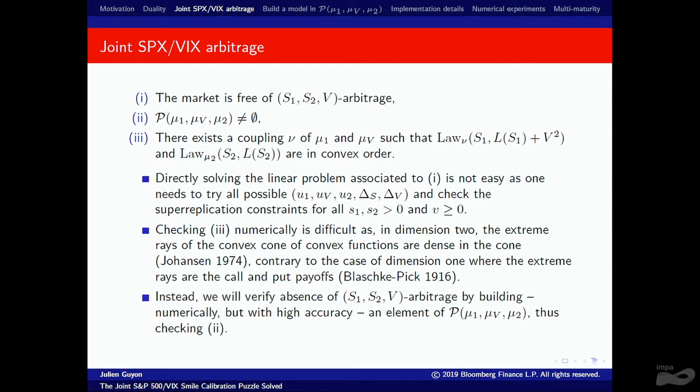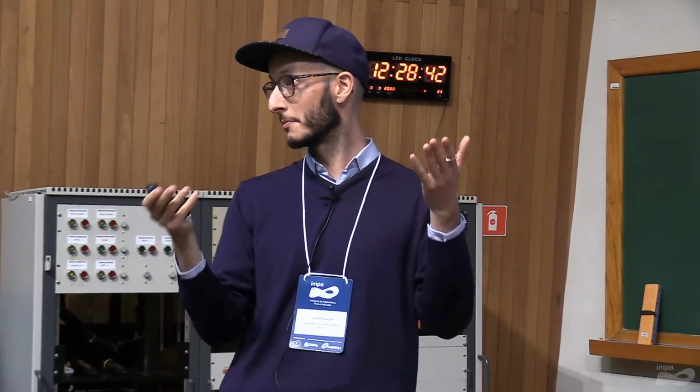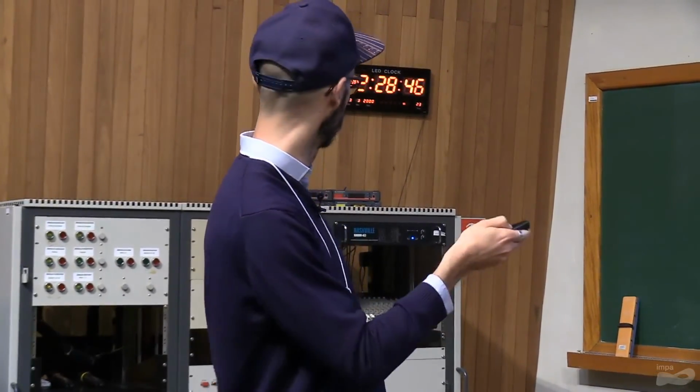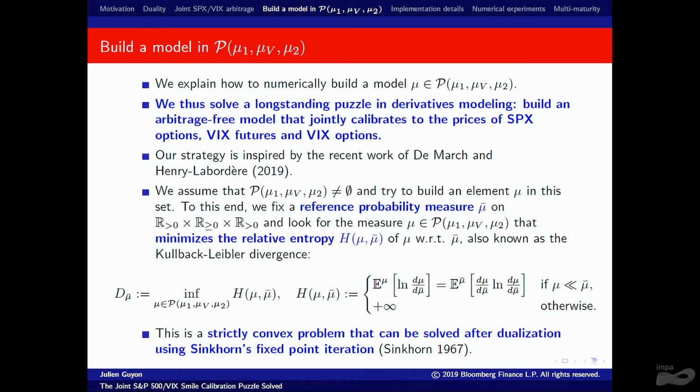So instead, we will directly verify the absence of joint arbitrage by proving that P is non-empty. But of course, if I prove that P is non-empty by building an element in P, I'm actually solving the initial problem, which is building a model that's exactly calibrated to the S&P and the VIX option data. So that's what we'll do in the last part of my talk, showing you numerical results.